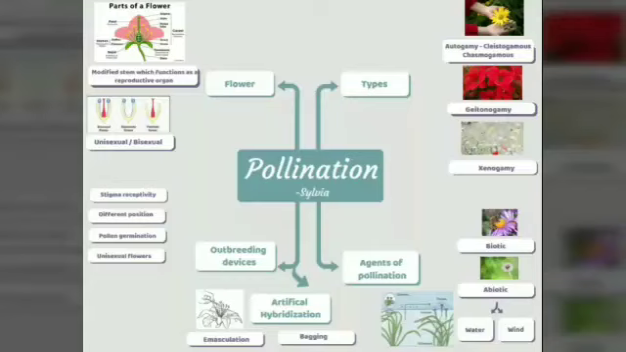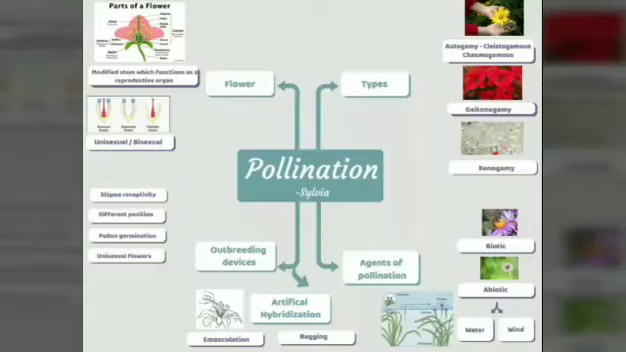Xenogamy. It involves the transfer of pollen grains from the flower of one plant to the stigma of another plant. This is the only type of pollination which brings genetically different types of pollen grains to the stigma during pollination. For example, papaya and maize.